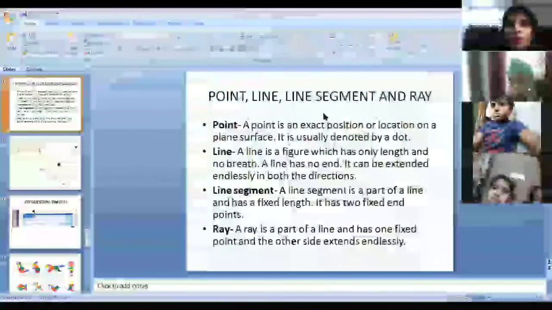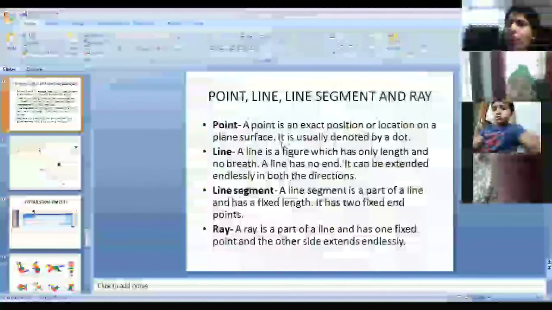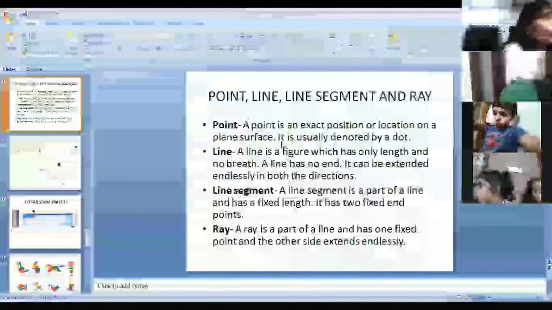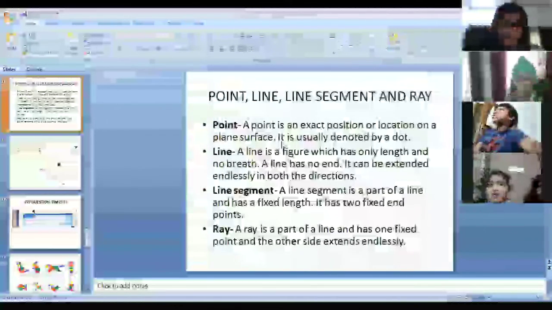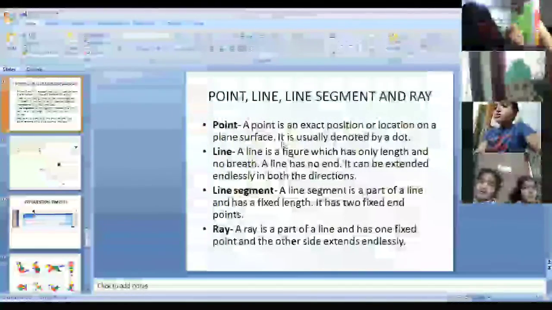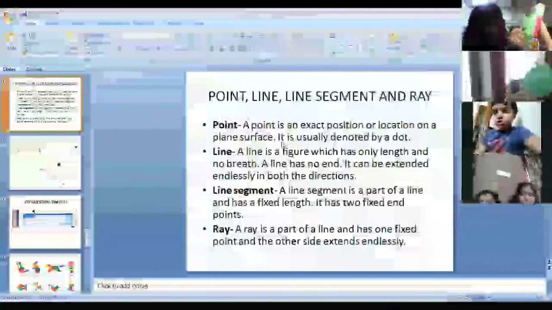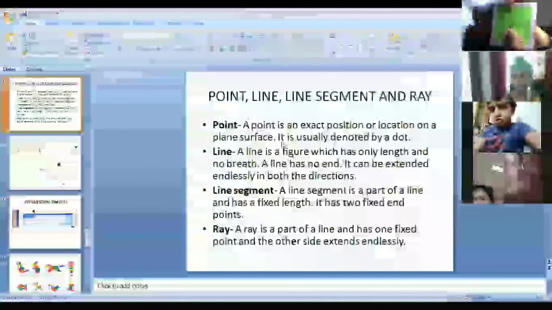Okay. So I'm going to start with the next topic, that is point, line and line segment. Okay. So what do we mean by point? A point is an exact position. Suppose if I put a dot on this, so this is a point. It shows the exact position.